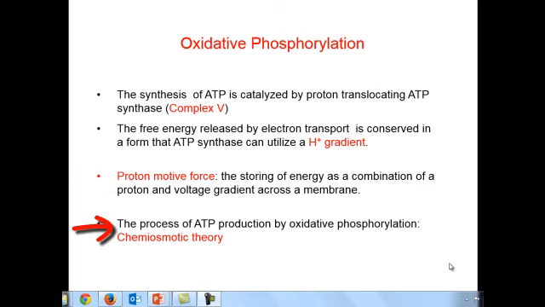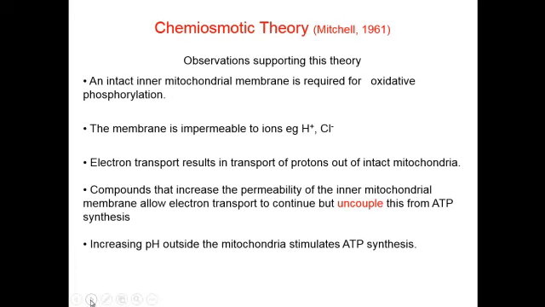This entire process of ATP production by oxidative phosphorylation is described by the chemiosmotic theory. The chemiosmotic theory was described by Peter Mitchell in 1961, and on this slide I've got several of the observations that support this theory. At the time there were a couple of different theories as to how ATP was synthesized, but this is the one that has the most evidence in favor of it, and is the one that we now understand to be what's happening.